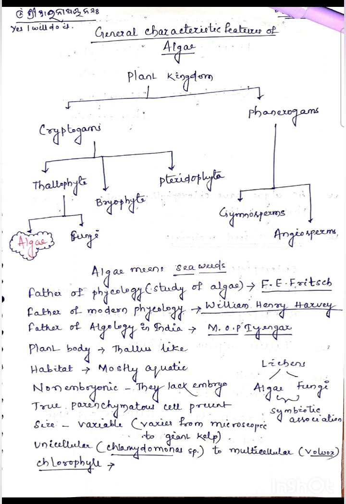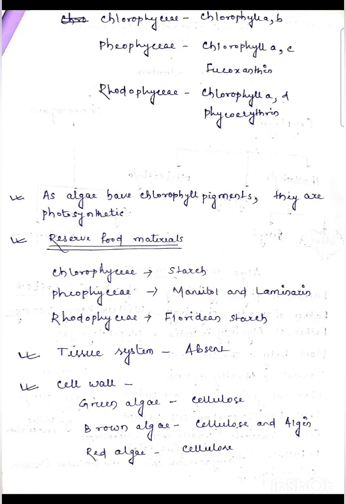Habitat is mostly aquatic. It may be freshwater, it may be marine. Non-embryonic, as they lack the embryo. True parenchymatous cell present. Size is variable. It varies from microscopic to giant kelp. Then unicellular algae are present, and multicellular algae are present. Unicellular Chlamydomonas, multicellular Volvox.